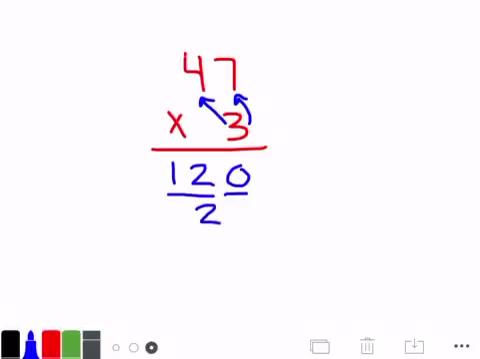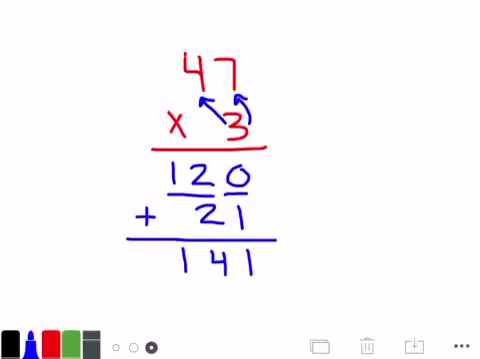3 times 7 is 21. Those are my two partial products. I now have part of the answer. I need to add those up to get the full answer. 0 plus 1 is 1. 2 plus 2 is 4. Answer is 141. 47 times 3 is 141.